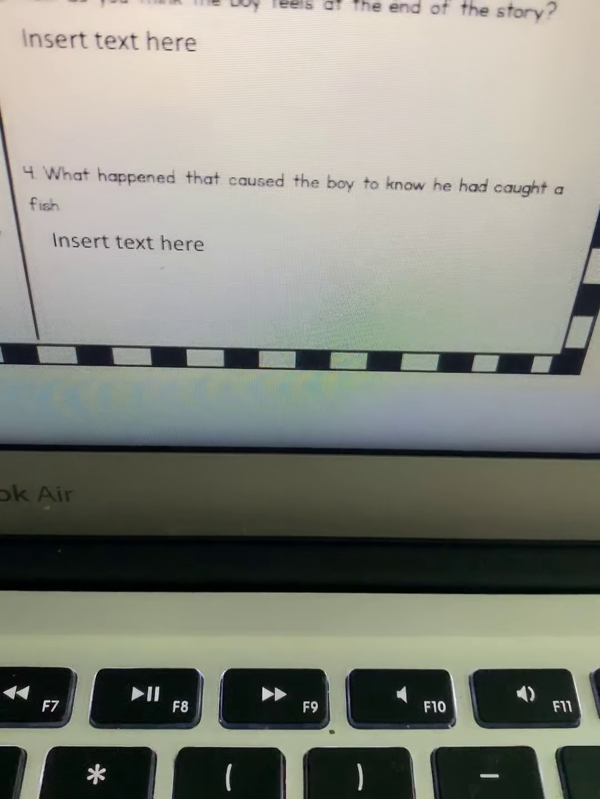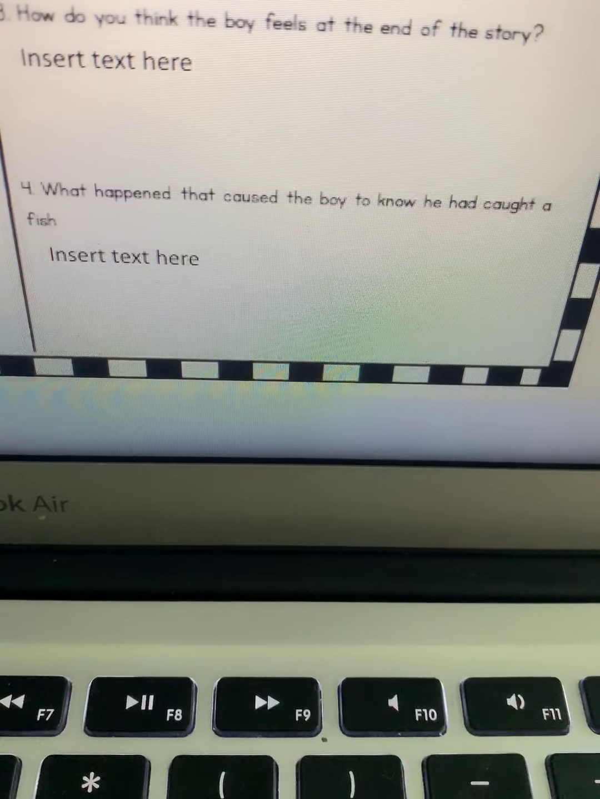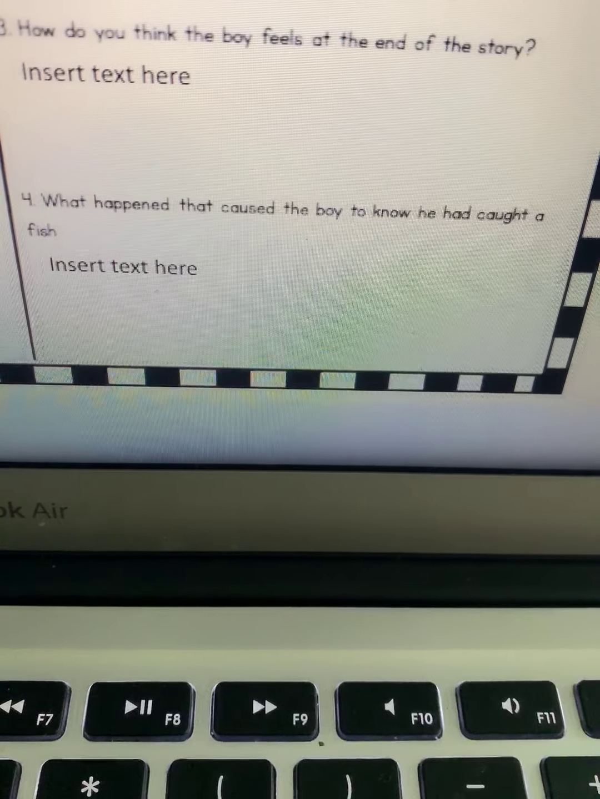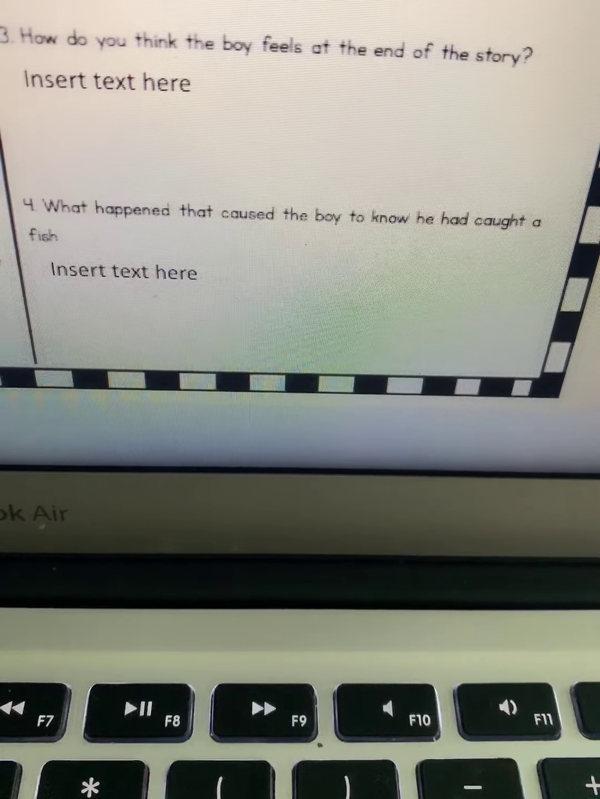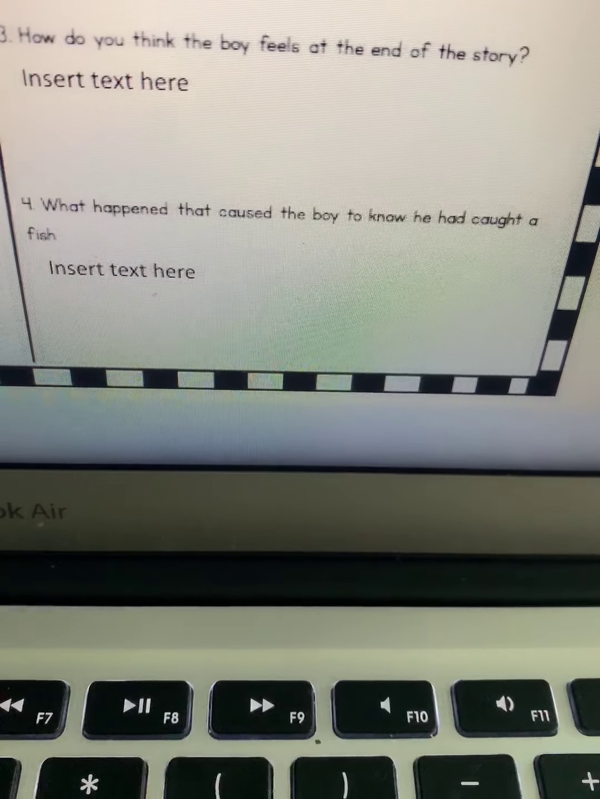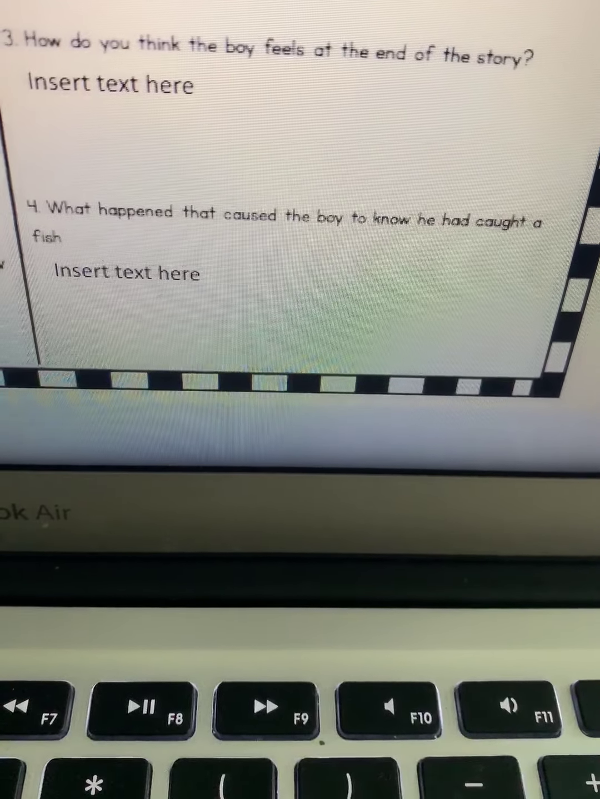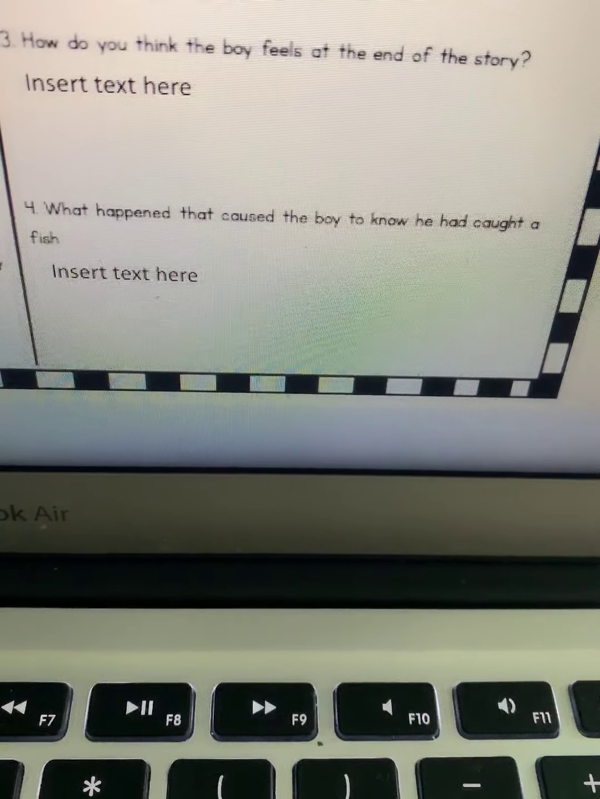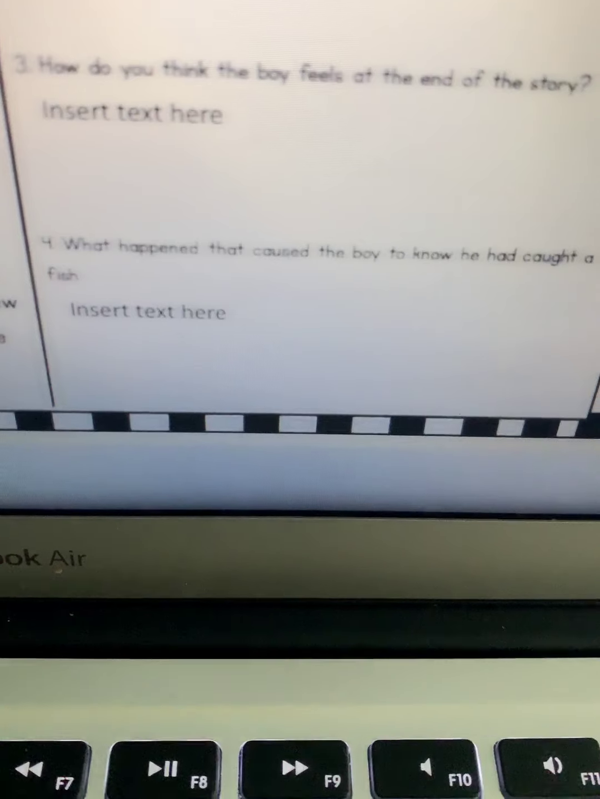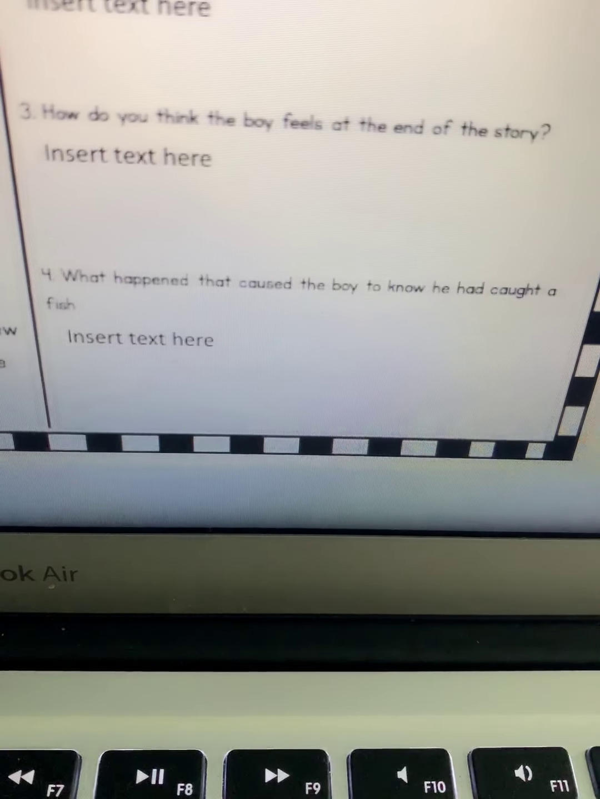And finally, number 4, what happened that caused the boy to know he had caught a fish? So you're going to figure out what caused him to know he had caught a fish. So again, go back into the text or re-listen to the text and find your evidence and write your answer in that text box.